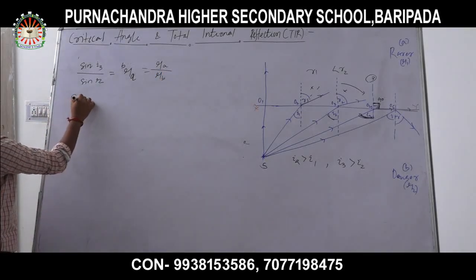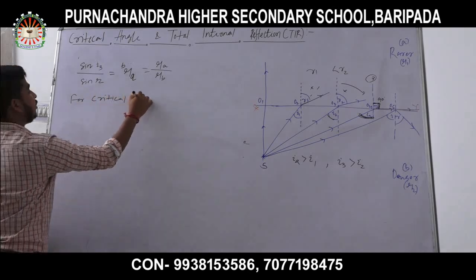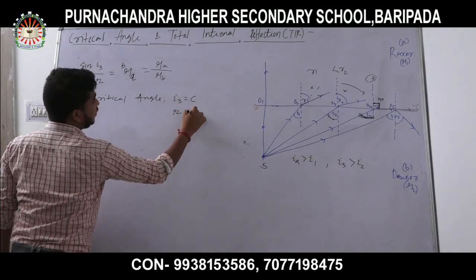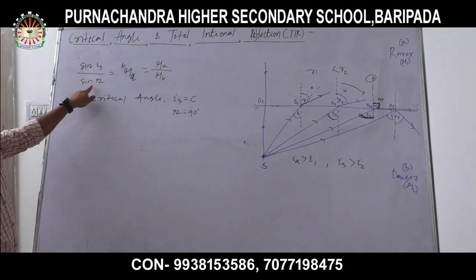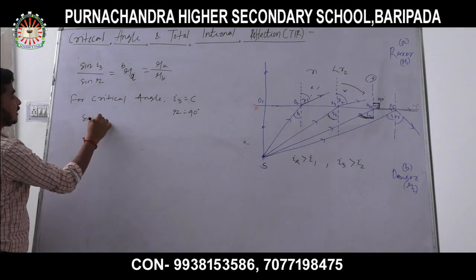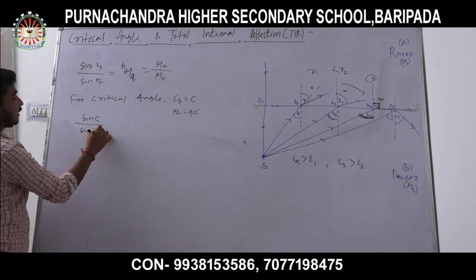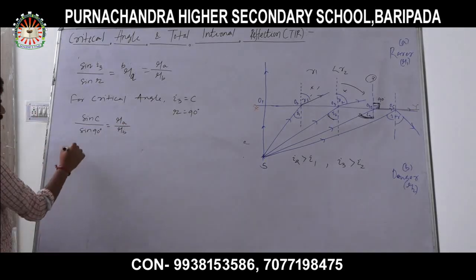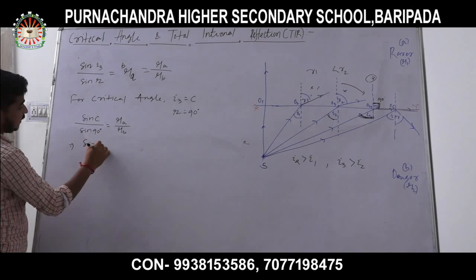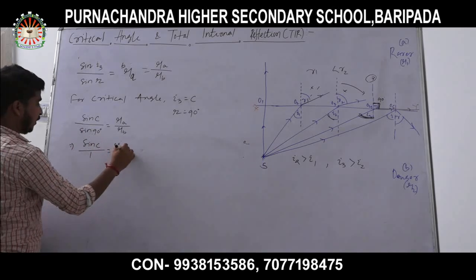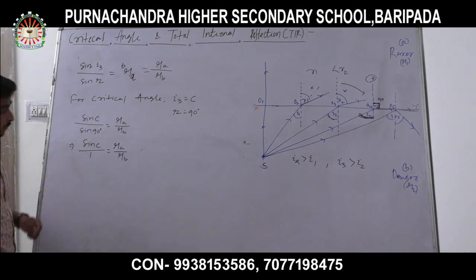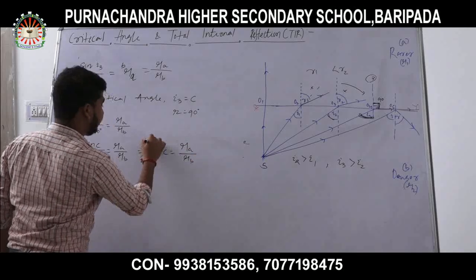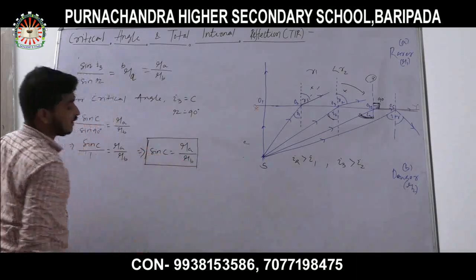So for critical angle, I3 is equal to C and R is equal to 90 degrees. So put these values in the equation. So sine C upon sine 90 degrees is equal to mu of A divided by mu of B. Sine 90 is 1, so sine C is equal to mu A divided by mu B. This is the expression for critical angle.